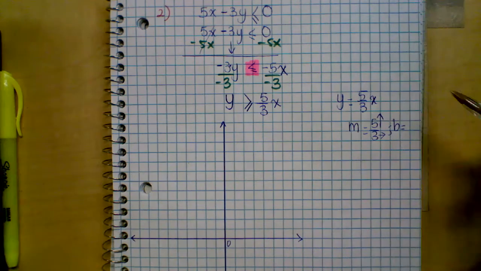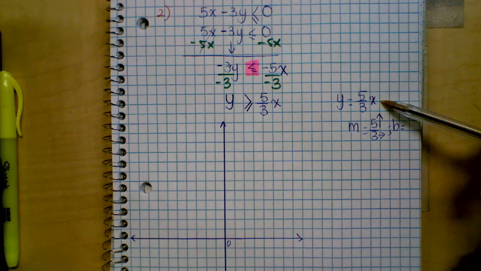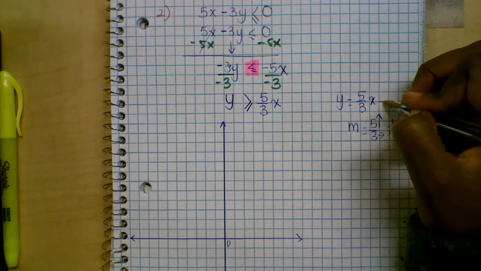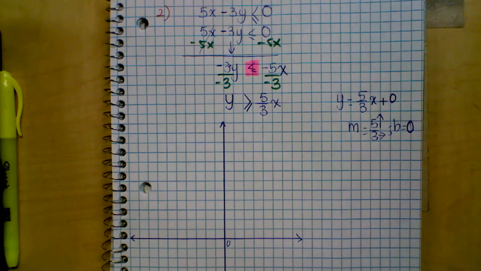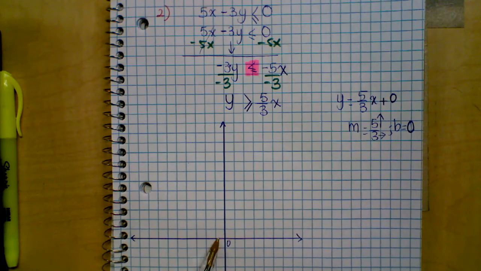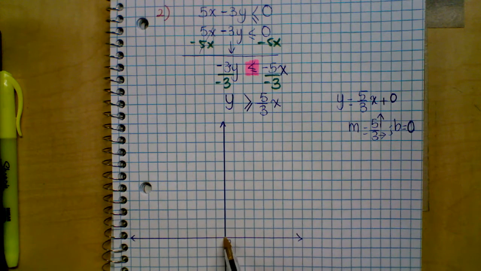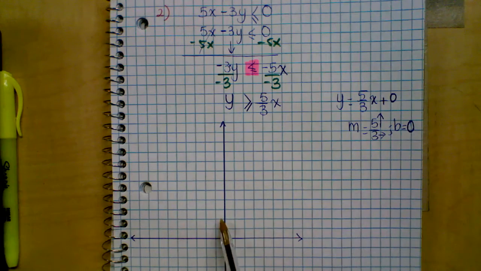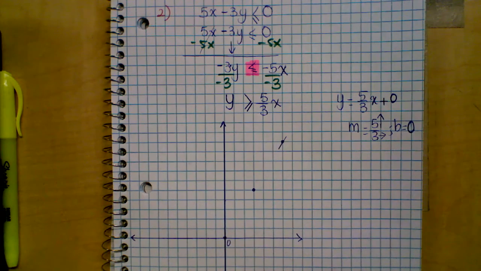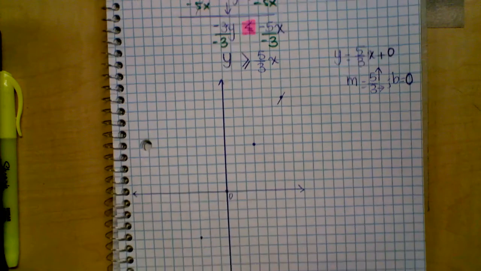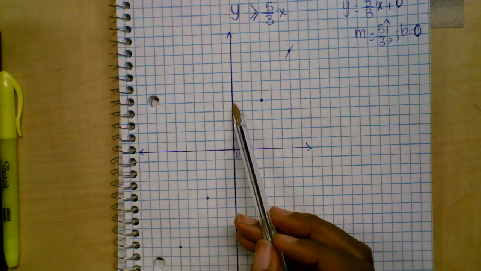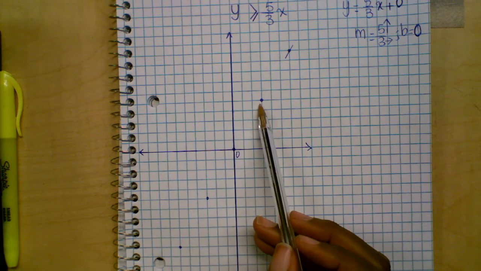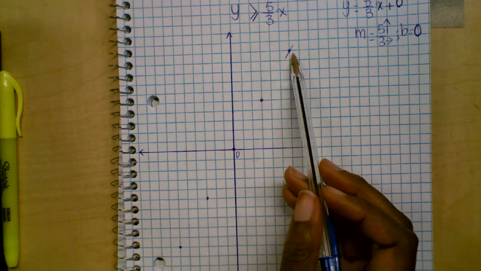Where are you going to start? I don't see a number being added or subtracted. Remember, if you don't see a number here, it's being added as 0. So the y-intercept is 0, and we're going to start at 0. Let's start right here and build a line by going up 5 and moving to the right 3. So I was able to build my line by starting on the y-intercept of 0, going up 5 and to the right 3.